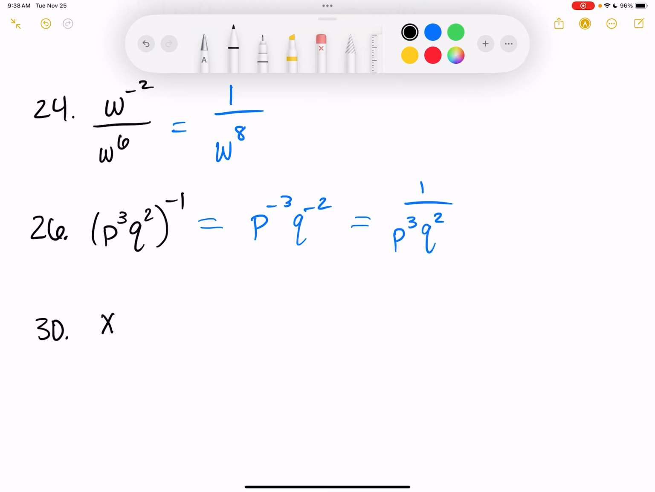X to the negative 1 y squared over x squared y to the negative 1. Don't you need to move the y up and the x down? Yep. Good job. So on top, we add the 1, we'd get y cubed. Over on the bottom, yep, x cubed.